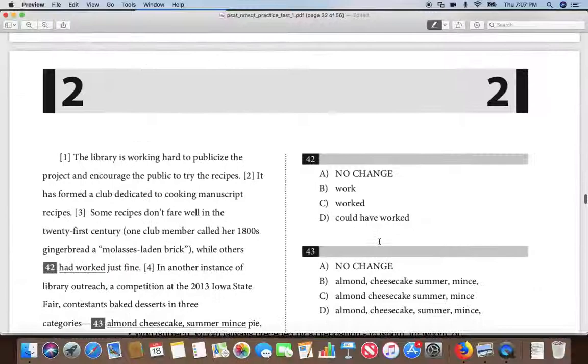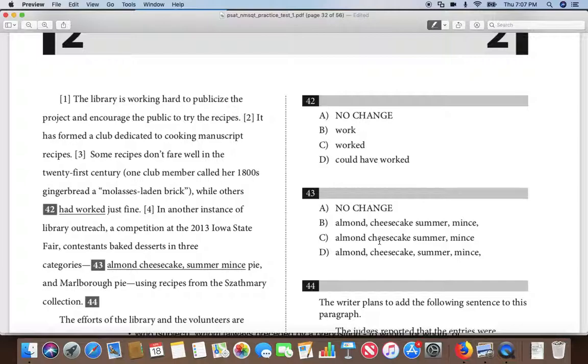All right. Ava. "The library is working hard to publicize the project and encourage the public to try the recipes. It has formed a club dedicated to cooking manuscript recipes. Some recipes don't fare well in the 21st century (one club member called her 1800s gingerbread a molasses-laden brick), while others had worked just fine."